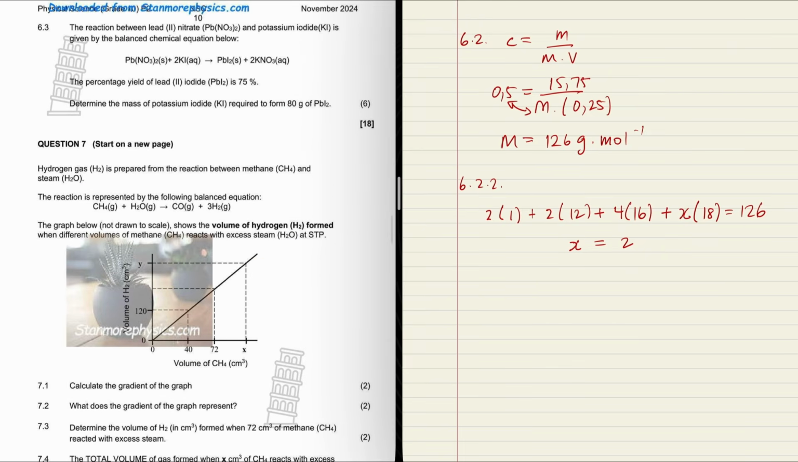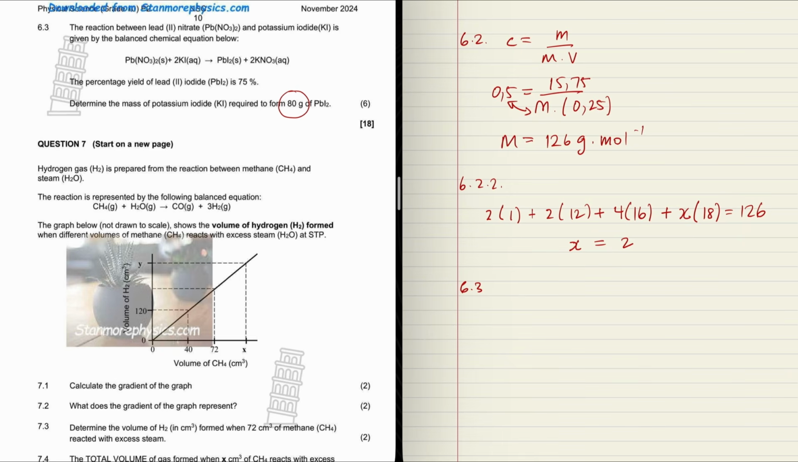Now let's take a look at question 6.3. Question 6.3 says the reaction between lead 2 nitrate and potassium iodide is given by the balanced equation below. The percentage yield of lead 2 iodide is 75%. Determine the mass of potassium iodide required to form 80 grams of PbI2.